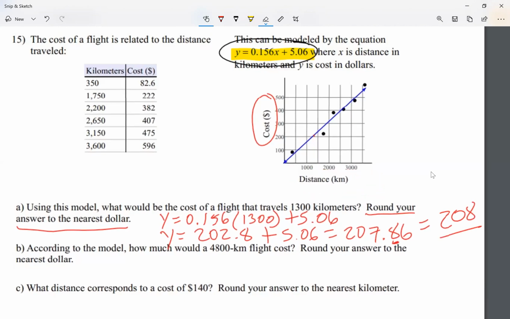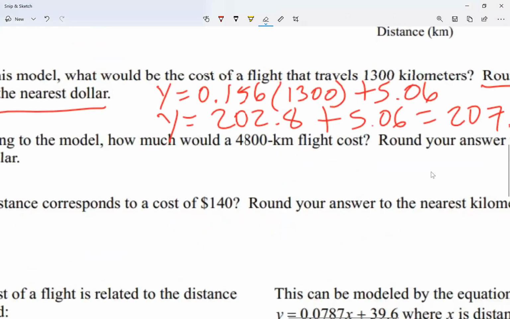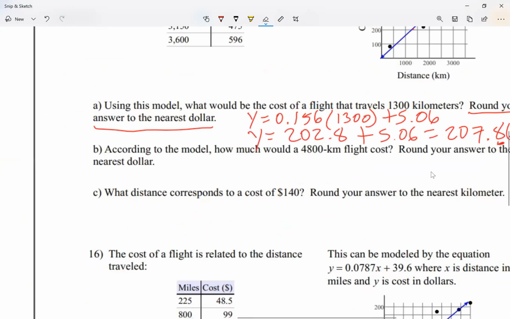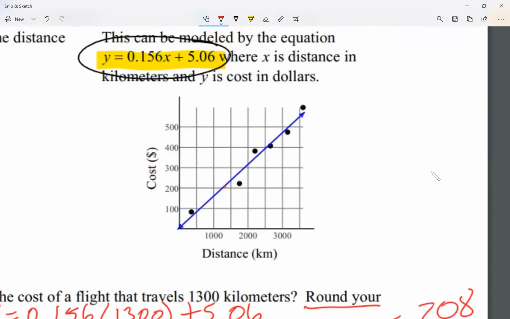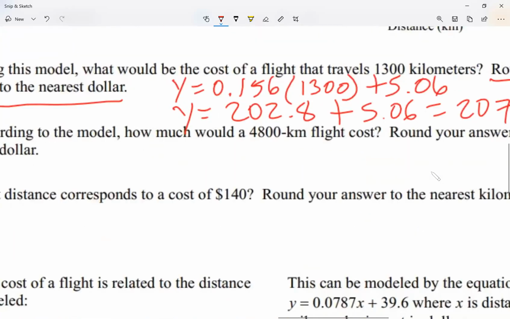Okay, so let's take a look at question B. According to the model, how much would a 4,800 kilometer flight cost? Round your answer to the nearest dollar. So 4,800 kilometers. Whoa, my graph doesn't go that high. Somewhere about here, that's where 4,800 will be. Now, if I extend my line, definitely for sure more than $500. I expect my answer to be definitely more than 500, and not just barely, but a pretty good distance. Hopefully not in the thousands, but I expect this to be more than 500. So I'm going to use my equation. I'm just going to write it down. I have it in my mind here, so I'm going to go y.